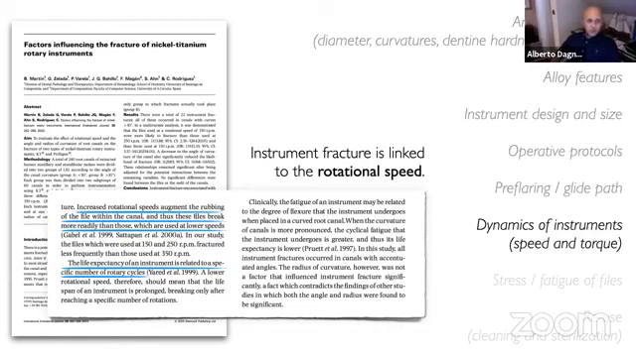We have to consider that if the file rotates or moves inside the canal with a very low speed, the file is at risk of high friction inside the root canal. If the speed is too high, we have the opposite risk of exceeding the resistance limit of the file.